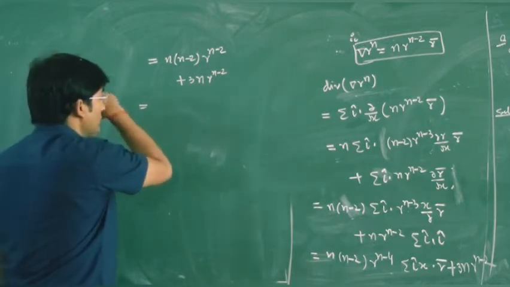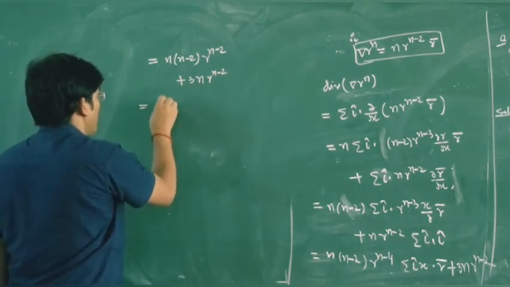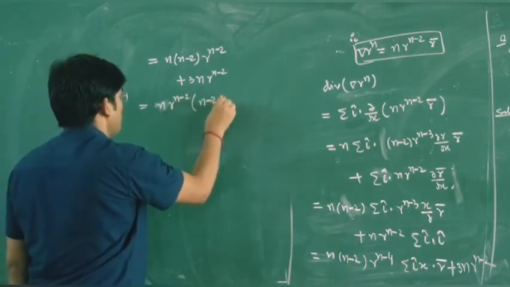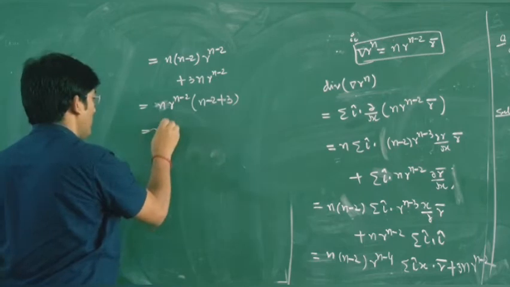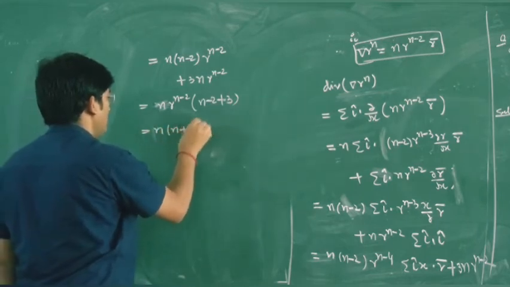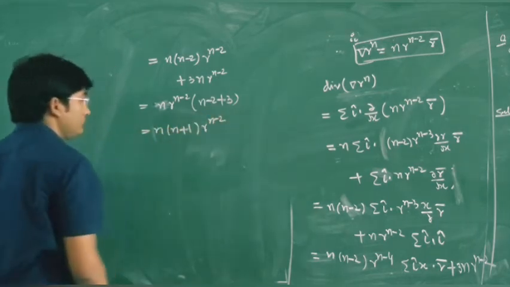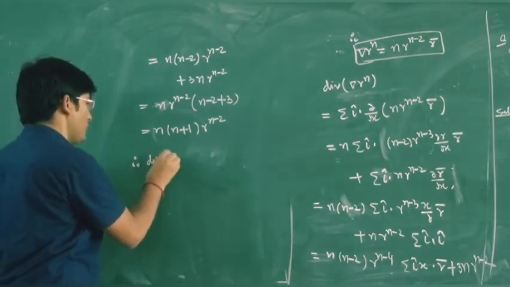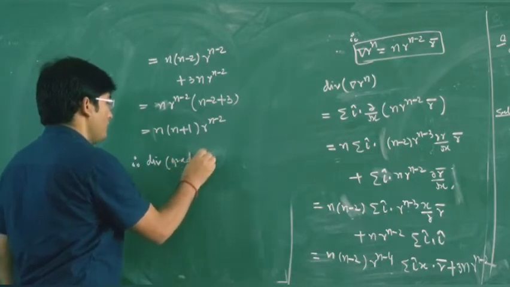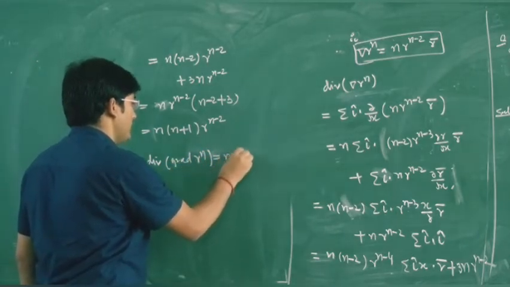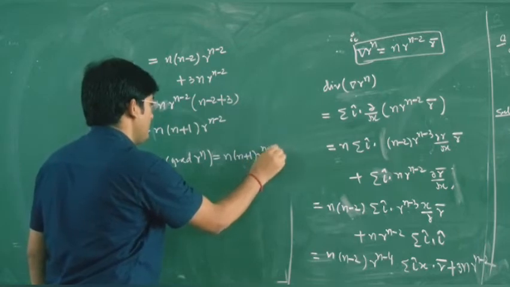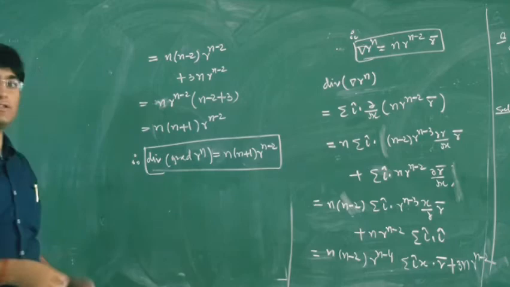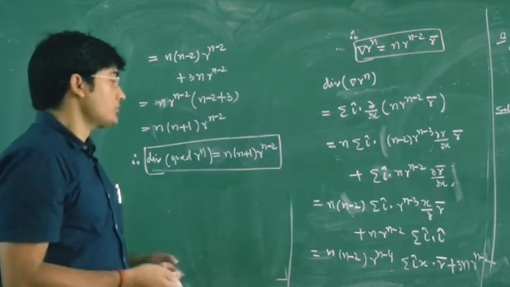So this is equal to, take this r power n minus 2 common and take n common, then in the bracket we will have n minus 2 plus 3, so this is equal to n into n plus 1 into r power n minus 2. So therefore your divergence of grad r power n is equal to n into n plus 1 into r power n minus 2. We can also use this one as a formula for many problems.